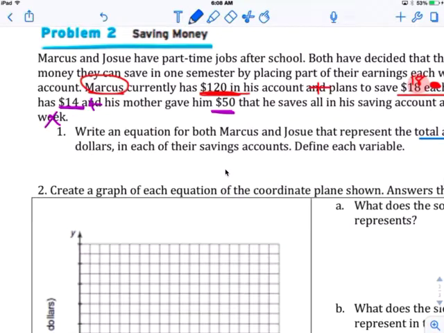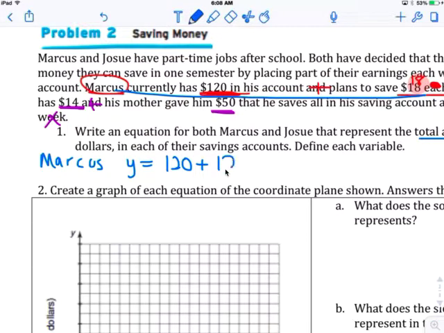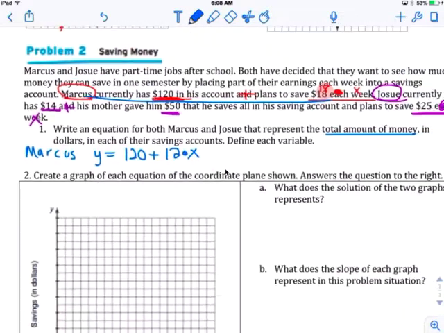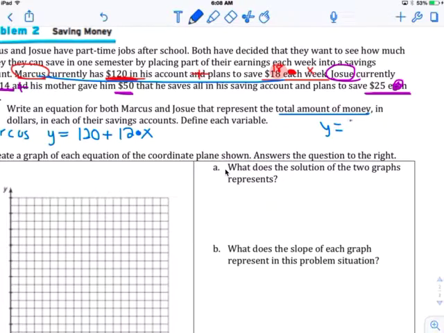Okay, let's do Marcus. The money in his savings account equals 120 plus, and that's Marcus right here, $18 each week. So y is the money in the savings, money saved. x is the time in weeks, or number of weeks. For now, I'll accept number of weeks also.